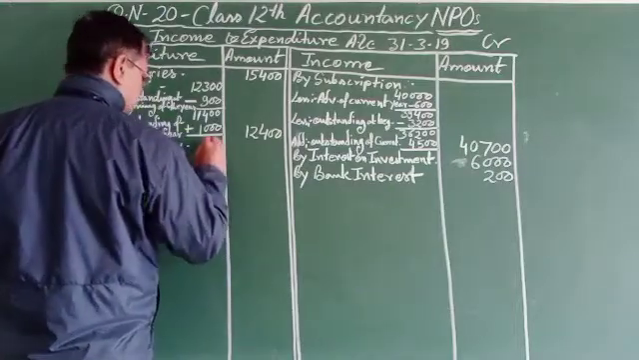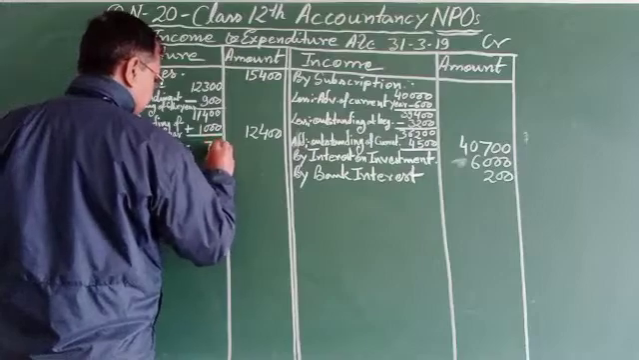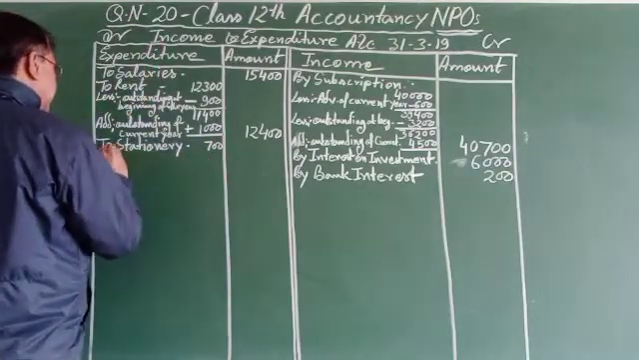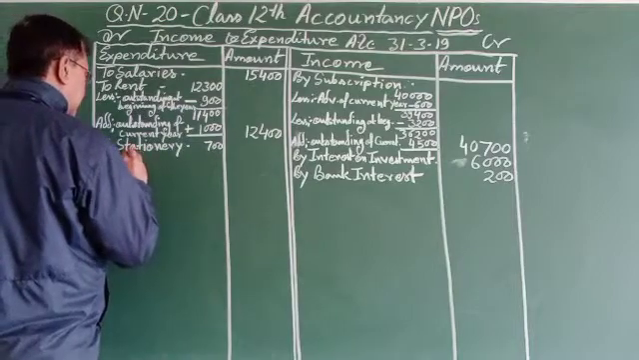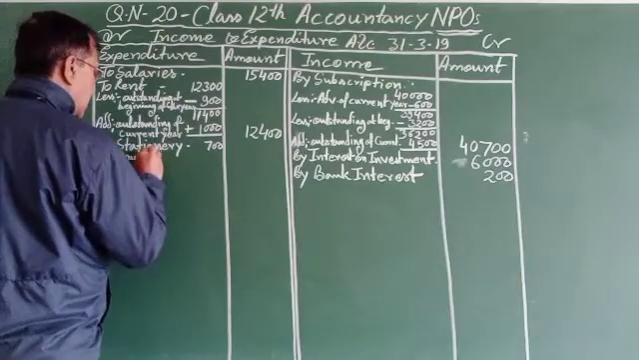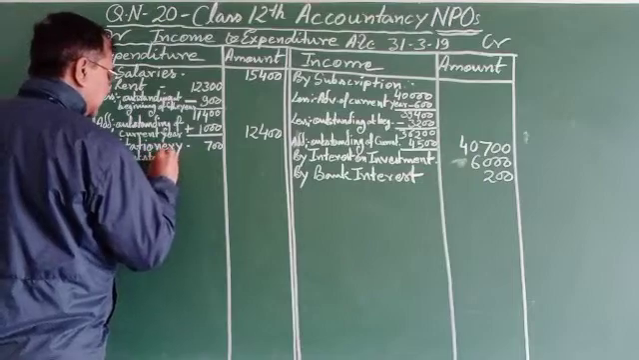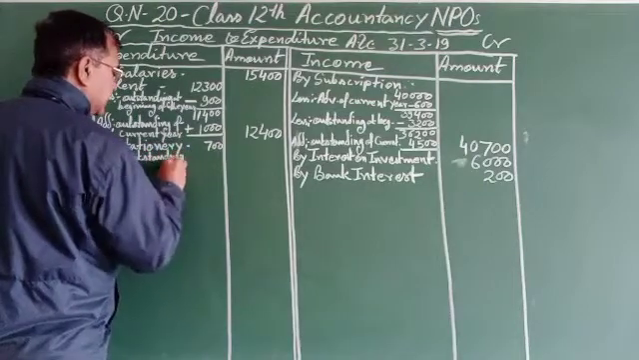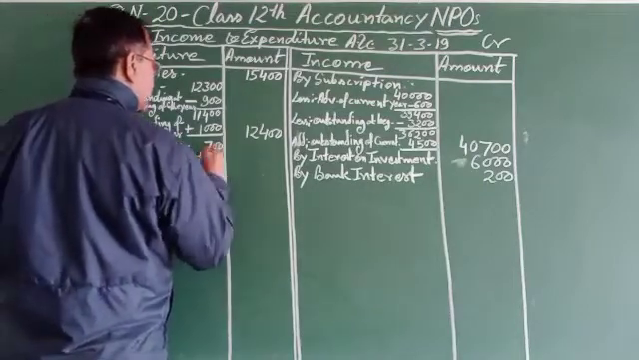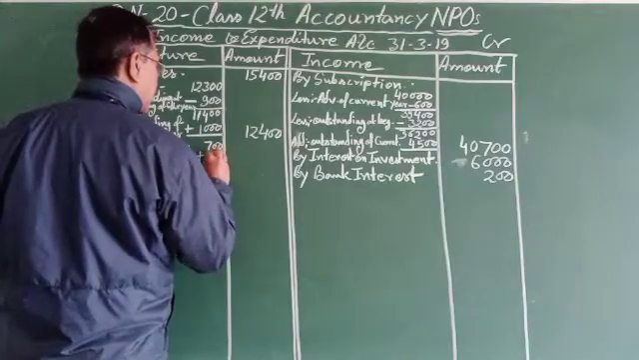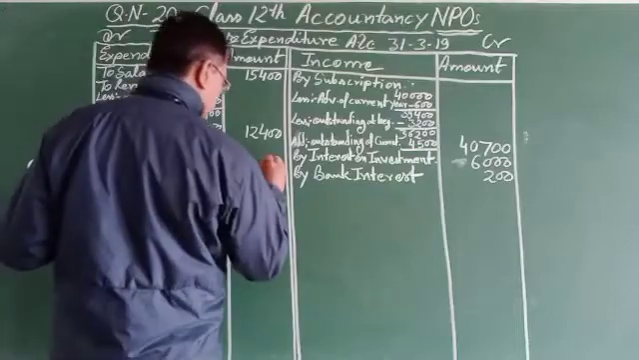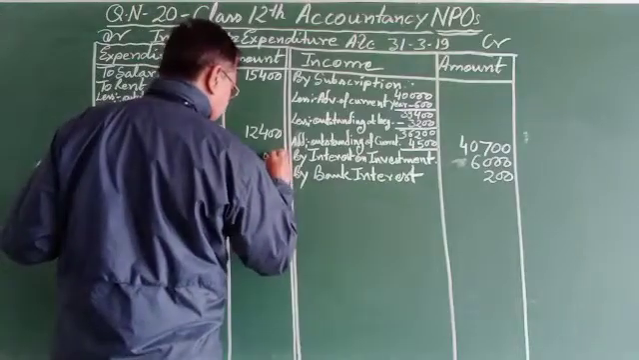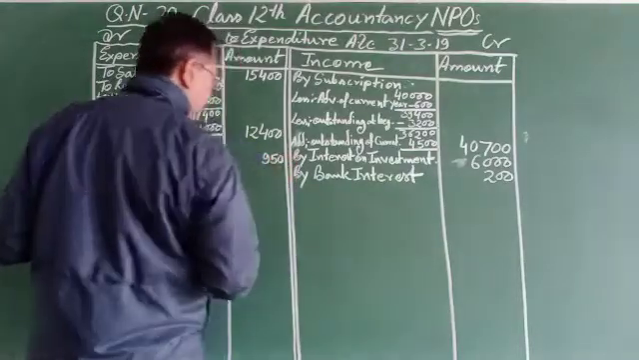Stationery 700 paid, outstanding 250, that is given. So it will be 950.